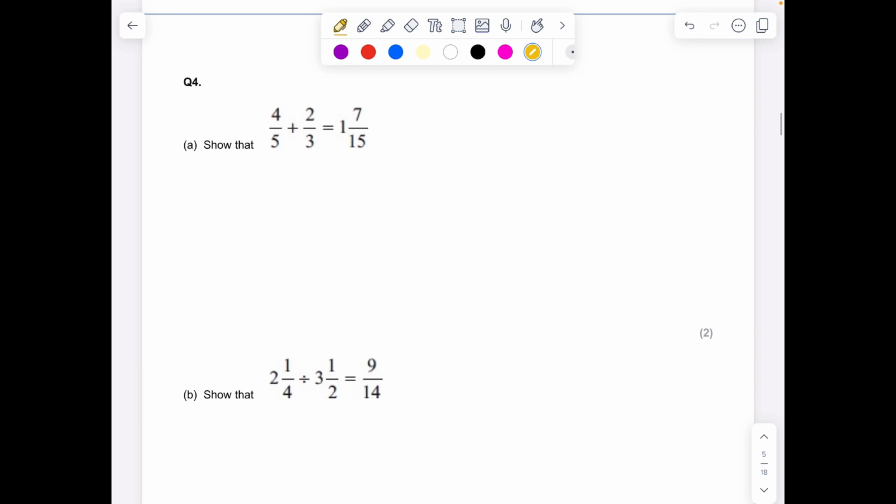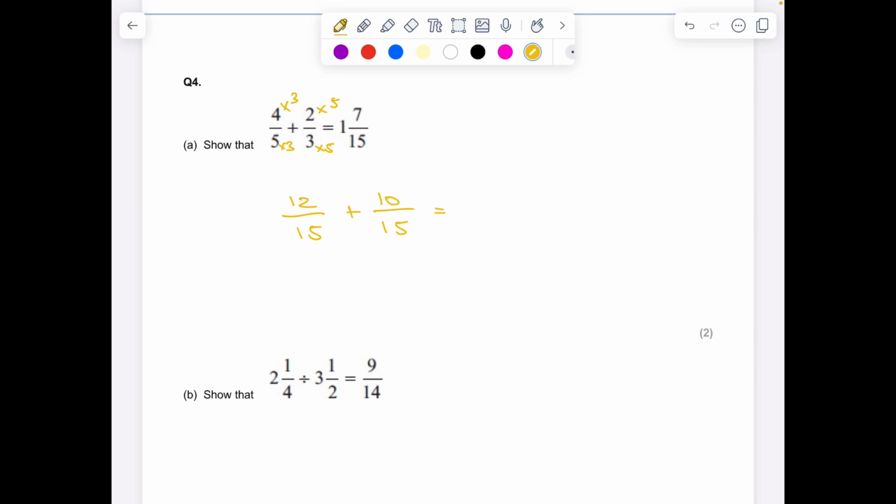Okay, show that. So we're adding fractions, so we need to make sure that the denominators are the same. I'm going to make both denominators 15. So I'm going to multiply the top and bottom of this first one by 3, and the top and bottom of the second one by 5. That gives me 12 over 15 plus 10 over 15.